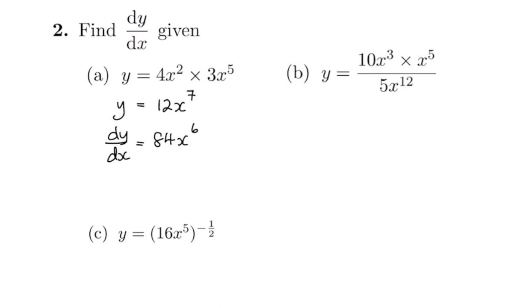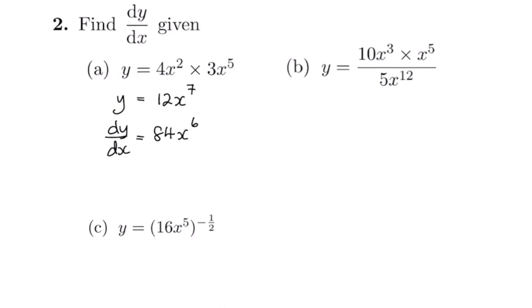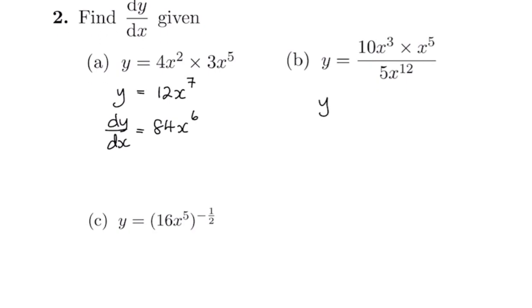Part B, we just simplify that. If you simplify the top, you get 10x to the power 8. So the numerator is 10x to the power 8, the denominator is 5x to the power 12. If you simplify that, 10 divided by 5 is 2. x to the power 8 divided by x to the power 12 is x to the negative 4.